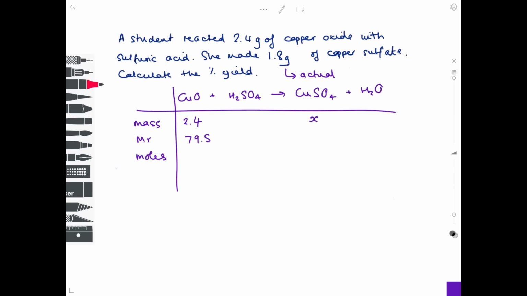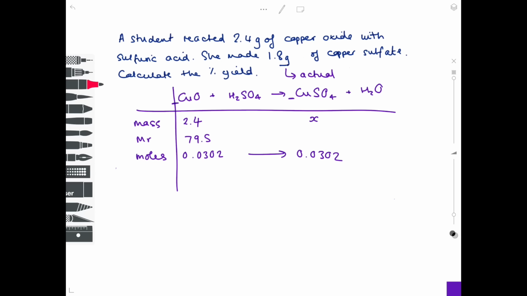To work out the number of moles, simply do the mass divided by the Mr, so that's 2.4 divided by 79.5 to give a value which is 0.0302 moles. Now we need to look at the balanced symbol equation and have a look if there are any big numbers. There aren't, so we can easily just carry that number across to be the number of moles of copper sulfate.